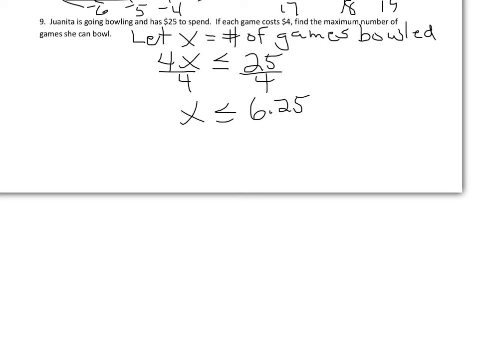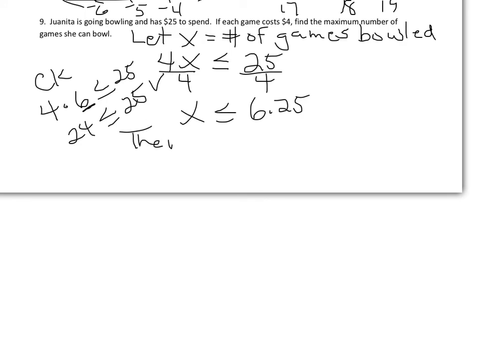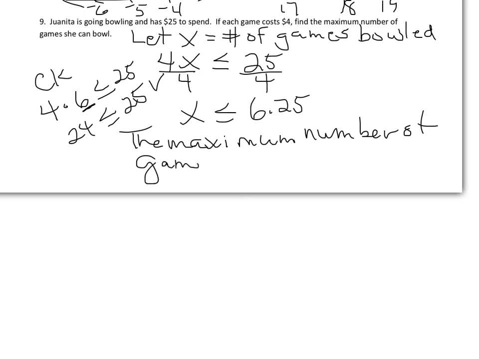Okay, so let's check this. Let's test if it would work if she played 6 games. Well, 4 times 6 is less than or equal to 25. Well, 24 is less than or equal to 25, so she could play 6 games. If you go over that, you're gonna be in trouble. So that checks. So we could say the maximum number of games she can bowl is 6 games.